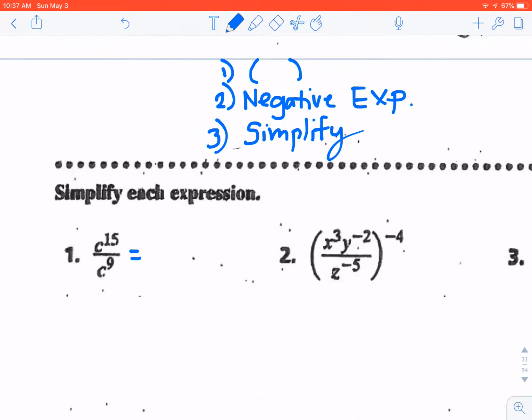So the only thing we can do on number one is we're dividing same base, we are subtracting exponents. 15 minus 9 is 6. You're keeping it on top because that's where the bigger exponent is. So the answer to number one is C to the 6th.